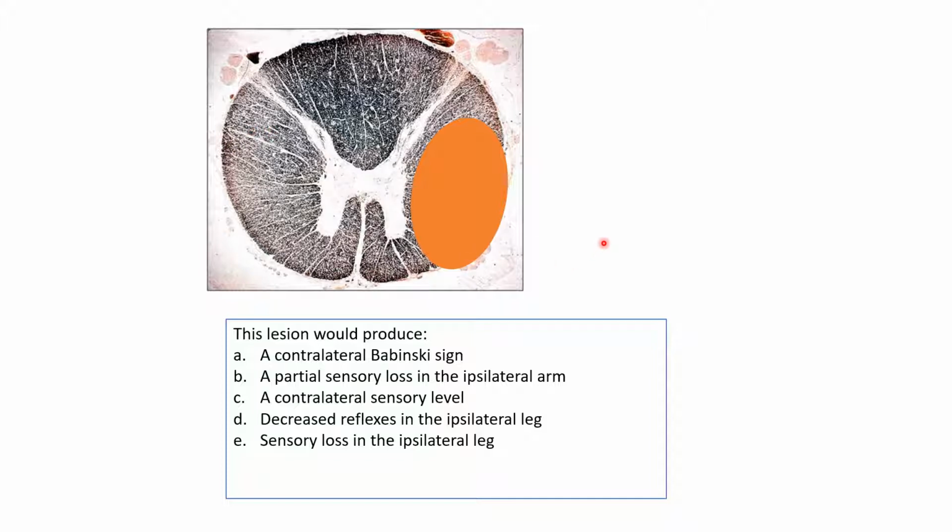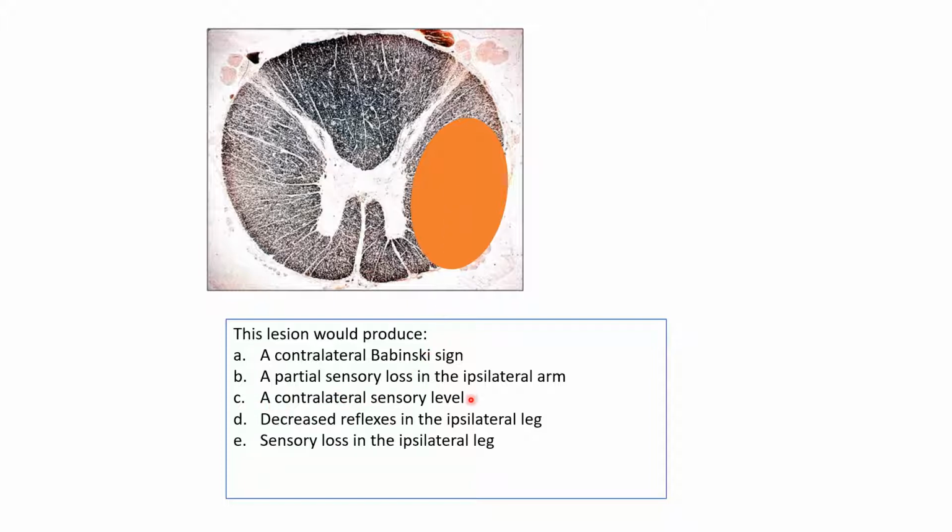And then we'd also like to look at a lesion and determine what this particular lesion affecting this portion of the spinal cord, which of course is the thoracic level of the spinal cord, would produce. Would it produce a contralateral Babinski? No, the corticospinal tract is sitting here, and it would produce an ipsilateral Babinski. Would it produce a partial sensory loss in the ipsilateral arm? No, this is the thoracic cord, so the arm is not represented here, it would be spared.